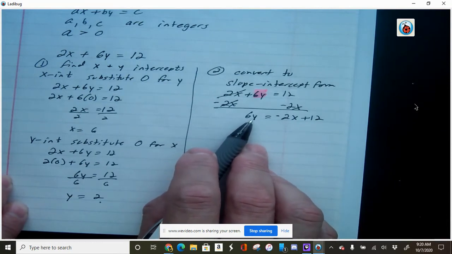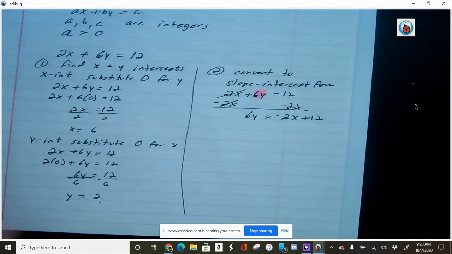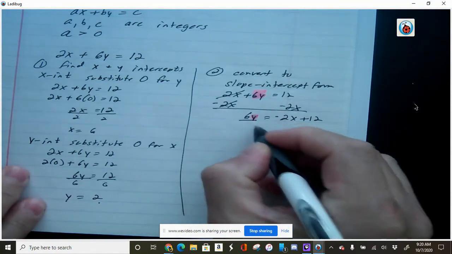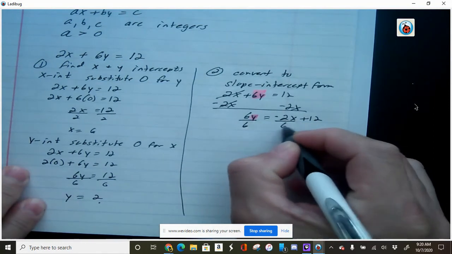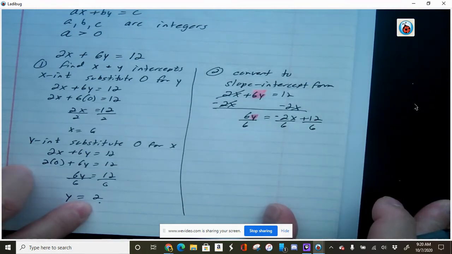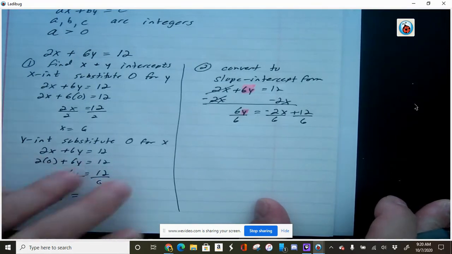Remember, we want to isolate that y. Let me highlight that y. I can now do something about that 6. That is 6 times y. The opposite of multiplication is division, so we will divide by 6 into everything. Okay, notice what I wrote. We're going to divide that into everything.